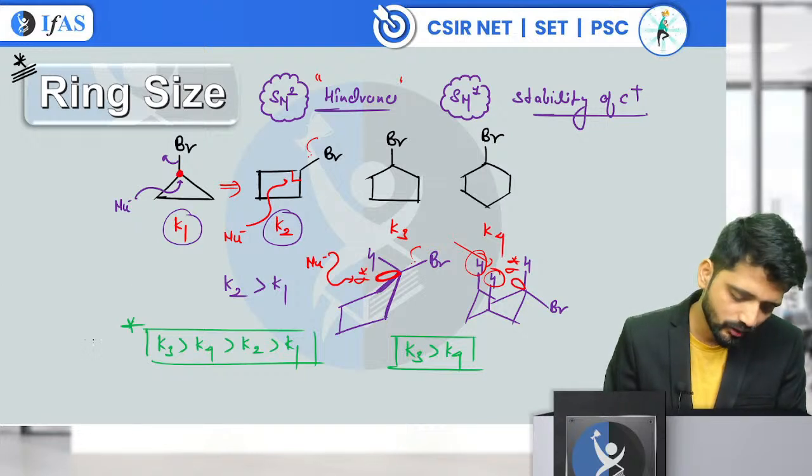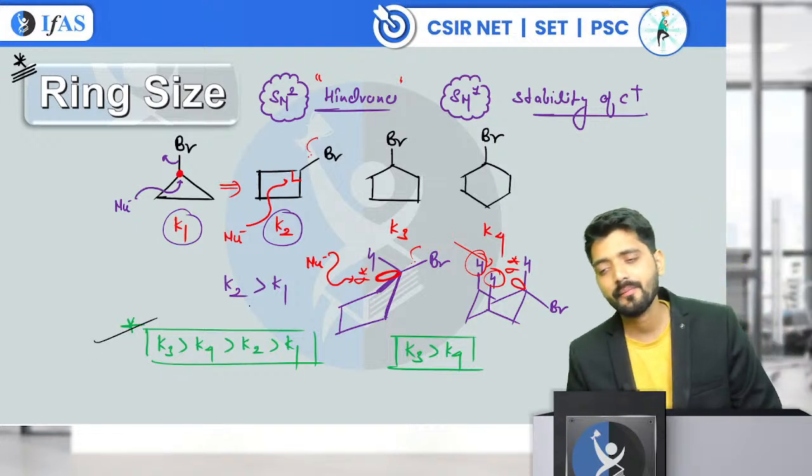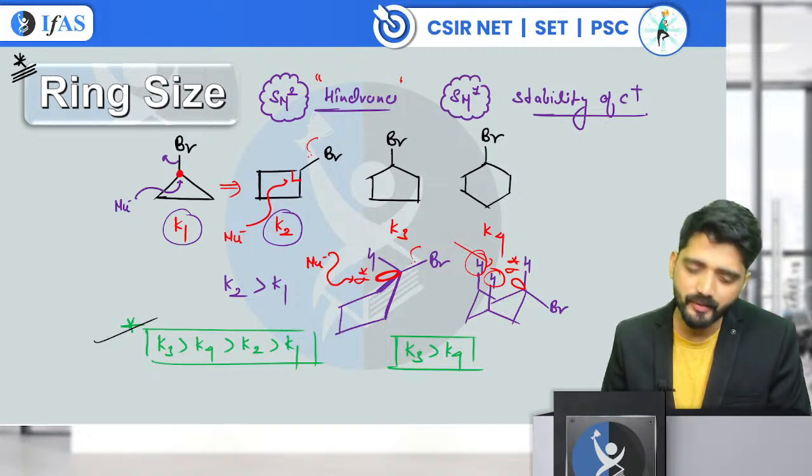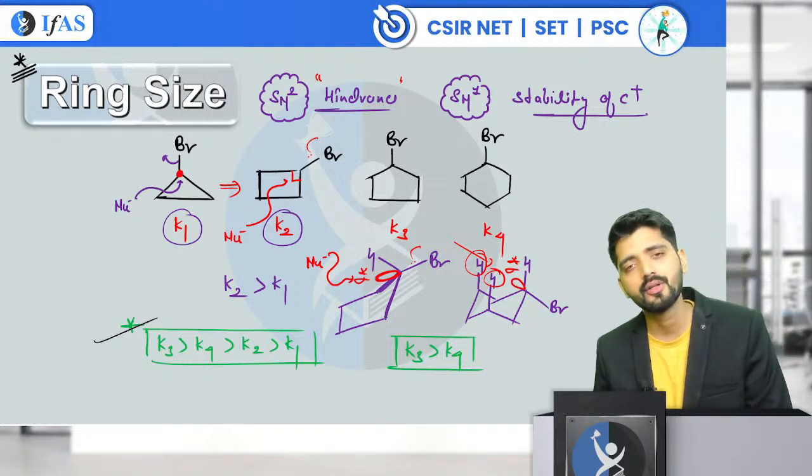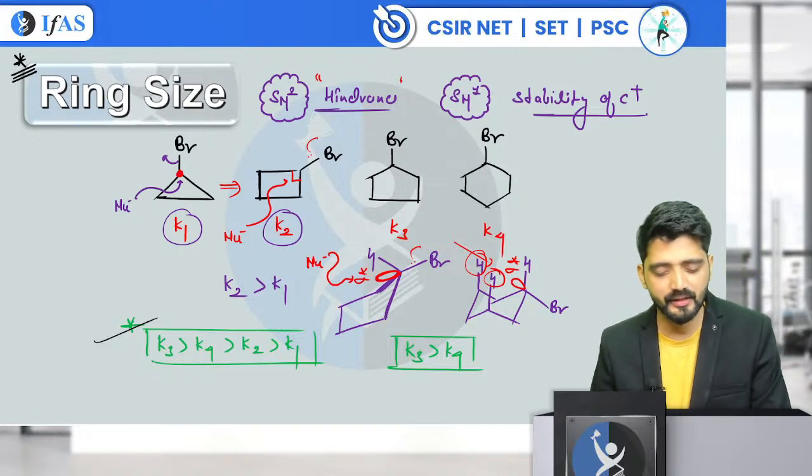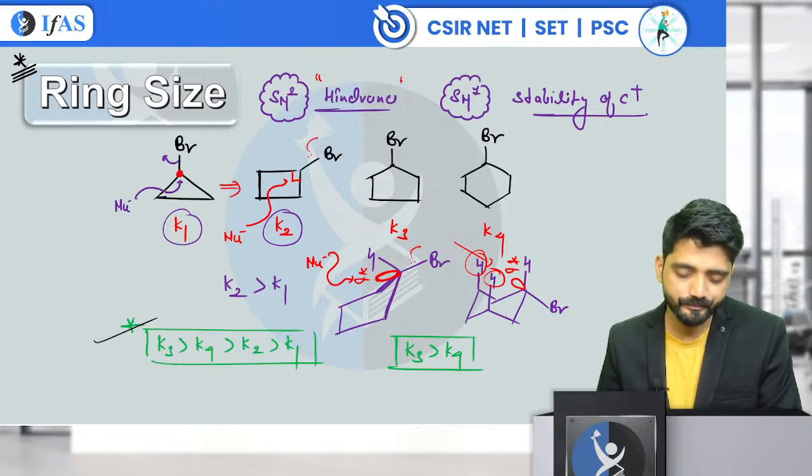I hope you got this concept. Yes, excellent. Because of the envelope shape, the five-membered ring rate is going to be on the higher side. You can very easily compare this.